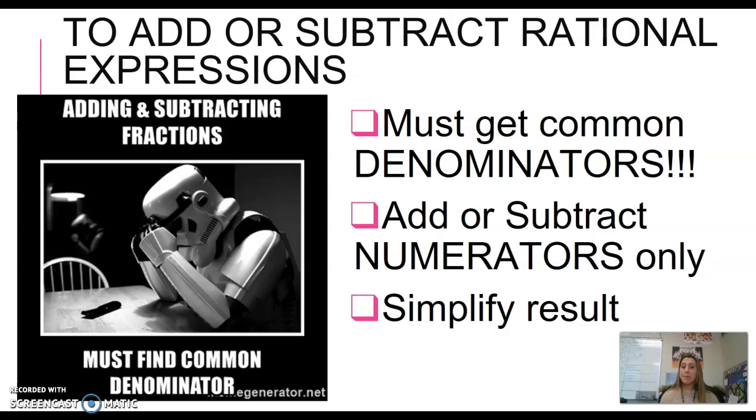Once we have a common denominator, we can simplify the numerators and add or subtract them, because we don't have to worry about the denominator once we find a common one. And then we're going to simplify our result. So go ahead and get this in your notes. Go ahead and hit pause.